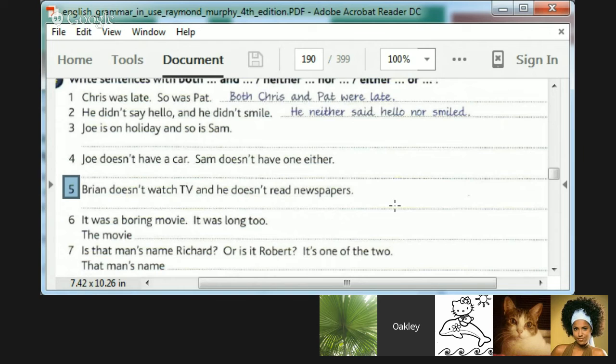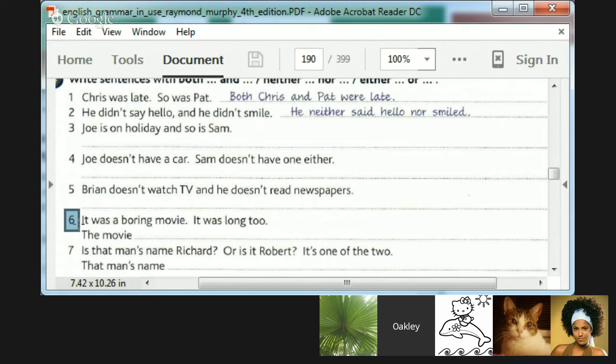Okay. Change the word order. It's possible. Brian doesn't either watch TV or read newspapers. The negative comes first if you're using either. You don't need another negative after the or. That is possible. It's easier really to use neither, because then we can just say Brian neither watches TV nor reads the newspaper. Brian neither watches nor reads newspapers. That's it.